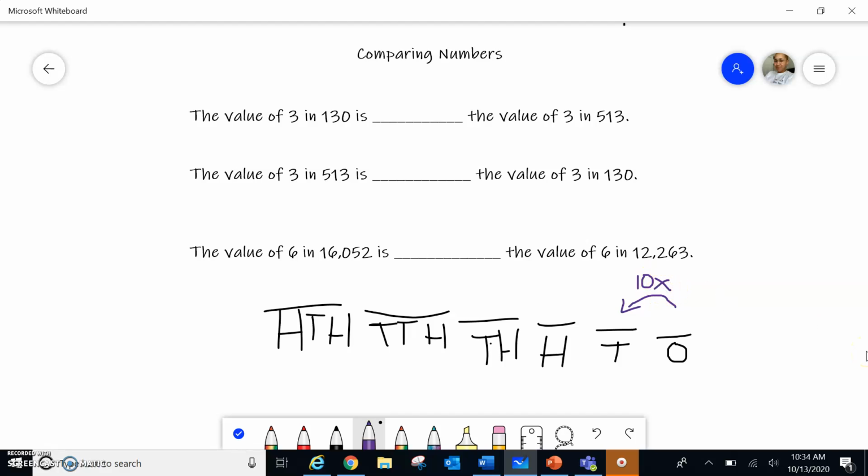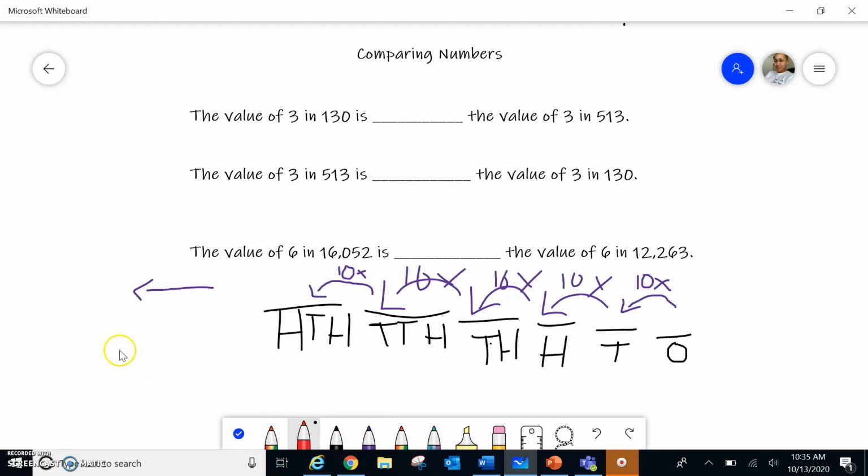Alright, so this 10 is 10 times more than the ones place. Our hundreds place is 10 times more than the tens. Our thousands place is 10 times more than our hundreds. Our 10,000s is 10 times more than our thousands. And our 100,000s is 10 times more than our 10,000s. Alright, so every time we move this way, we are getting larger.